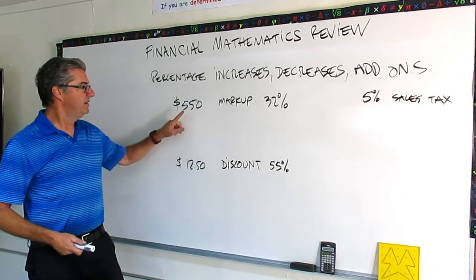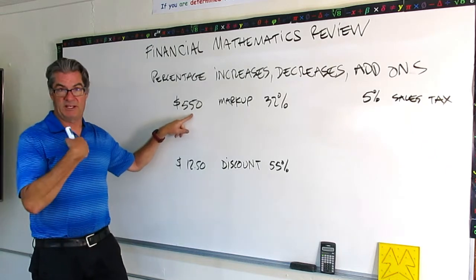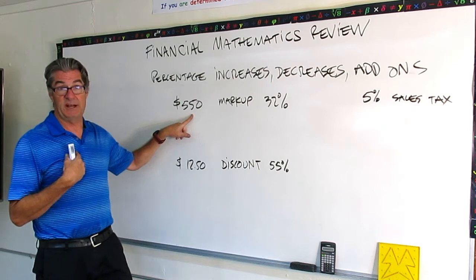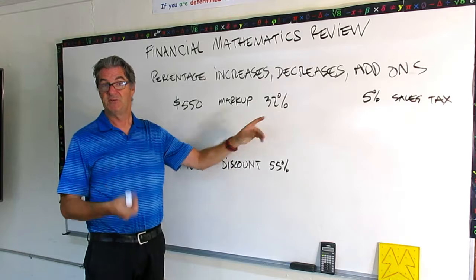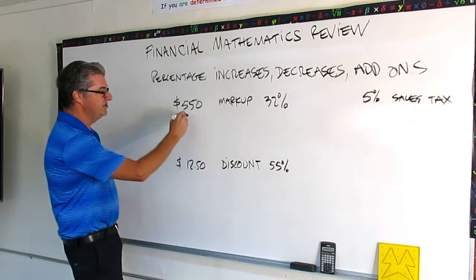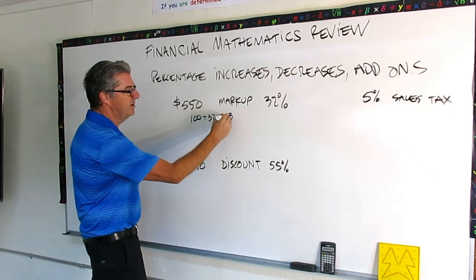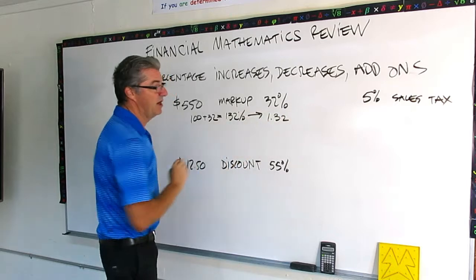So check this out. This could be like a piece of furniture in a store. $550 is what, as the store owner, I paid for that. Now I can't sell it to you at that price because then I don't make any money. So let's say the markup is 32%. So I'm going to go through this. First is your multiplier. 100 plus 32 gives us 132%, which turns into 1.32 as our multiplier.